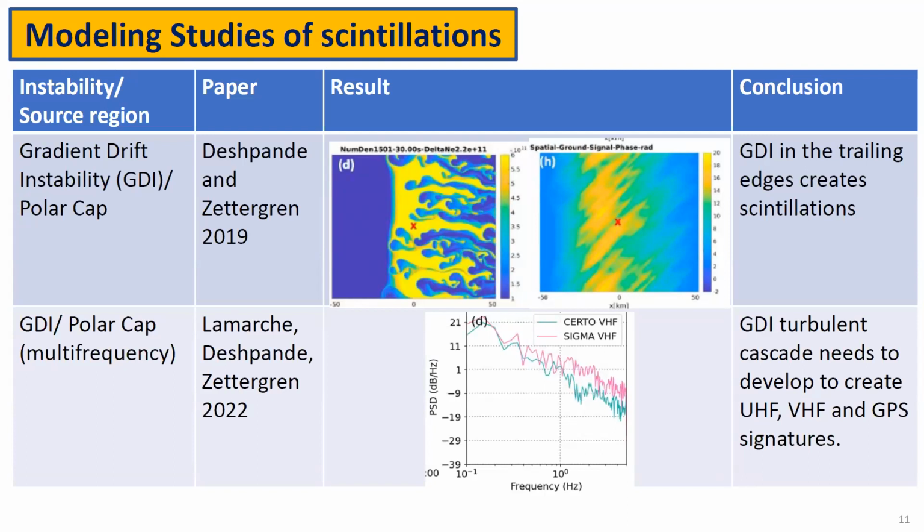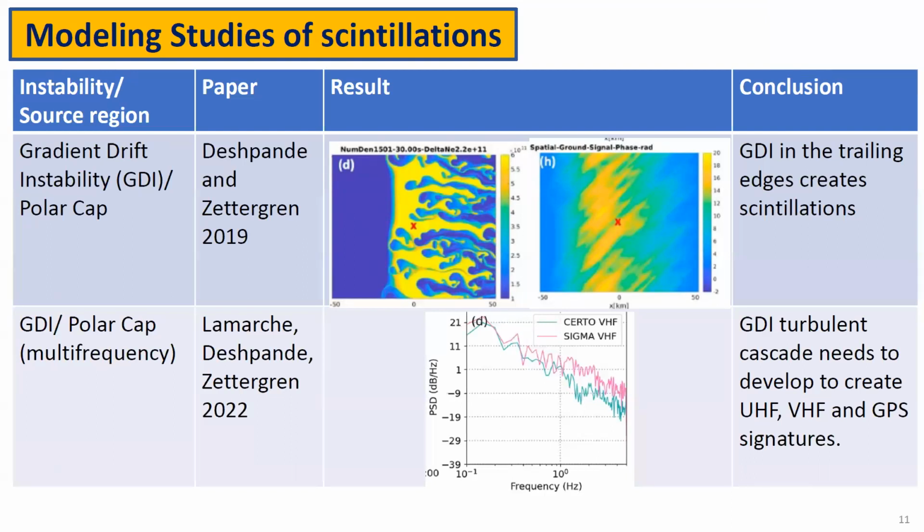So this is an overview. In the interest of time, I'm trying to put everything in a couple of slides just to give you an idea of what we've worked on and what we are working on. So we looked at gradient drift instability, which is in the polar cap region. Those two pictures that you can see, one of them is the actual number density, and the second one is what we get from the SIGMA model, which is sort of an impression of what the signal would look like in 2 dimensions. This is not observed. You cannot get this from observations. What we found is GDI in its trailing edge causes scintillations.